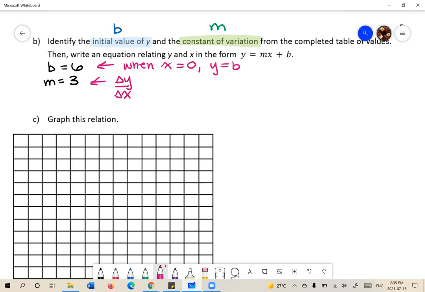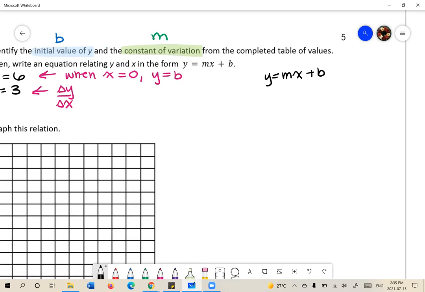And now it's asking us to write an equation in the form y is equal to mx plus b. Now remember, you're going to keep y and x as is and only insert values for m and b. So y will stay as y. We just found that slope is 3. x will stay as x. And we found that 6 is equal to b.